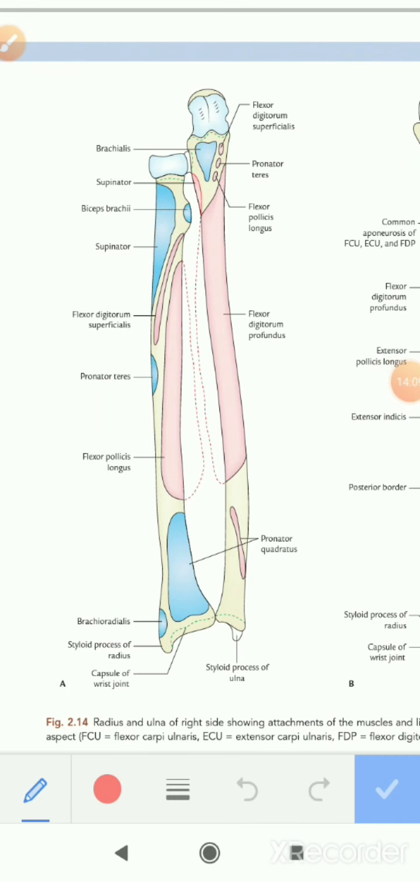Now come to the lateral surface. In its upper one-third, there is insertion of the supinator muscle. This is supinator. In just the middle of the lateral surface, there is insertion of the pronator teres, and the lower part of the lateral surface gives insertion to the brachioradialis.